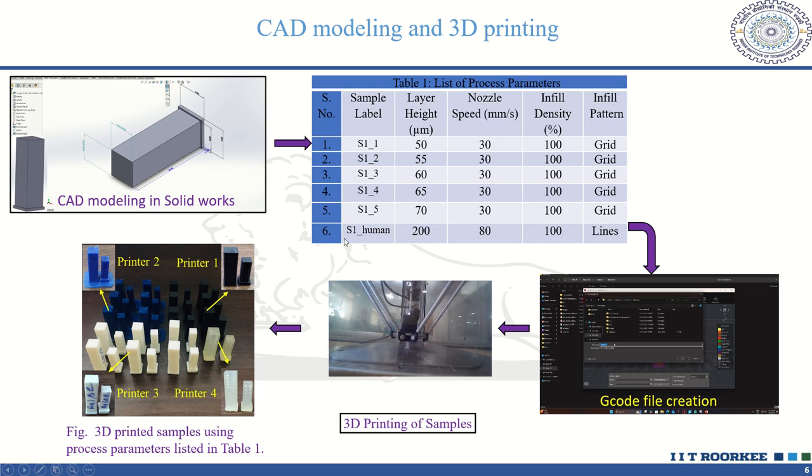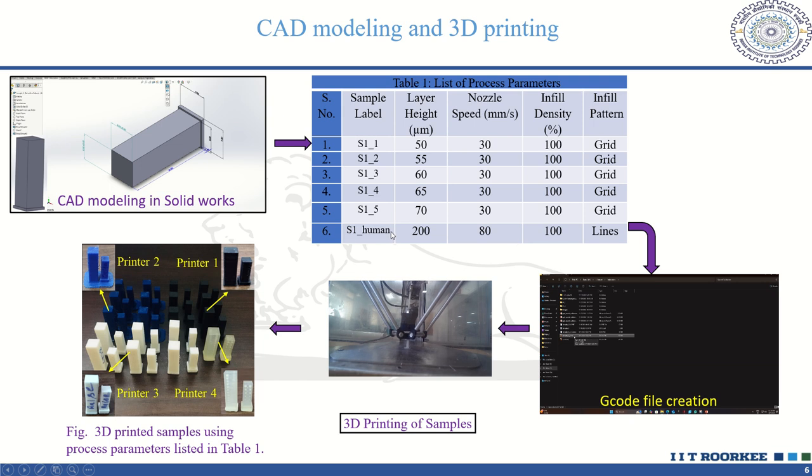Also, we have printed one sample by the human perception. What we did is that we asked the operator at the tinkering lab to set the process parameters and print the sample according to his experience. The process parameters which he set are 200 micron layer height, 80 mm per second nozzle speed, 100% infill density, and lines as the infill pattern in the sample set by the human perception.